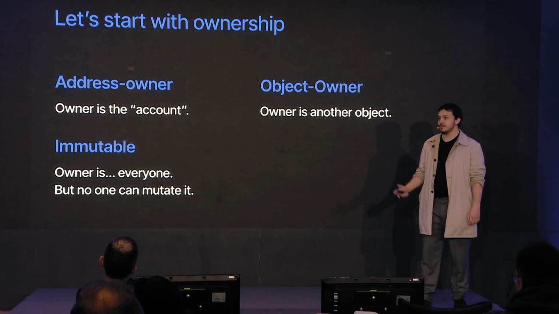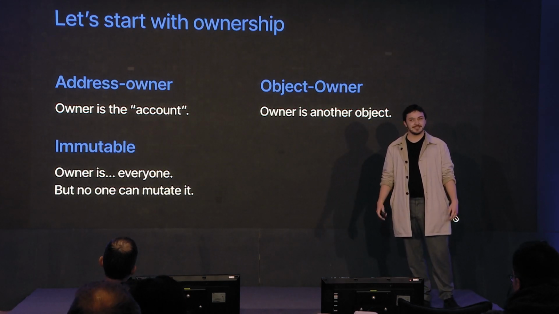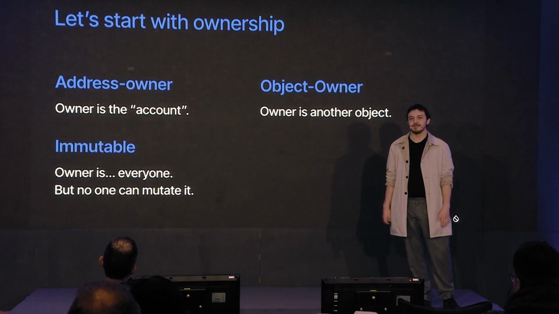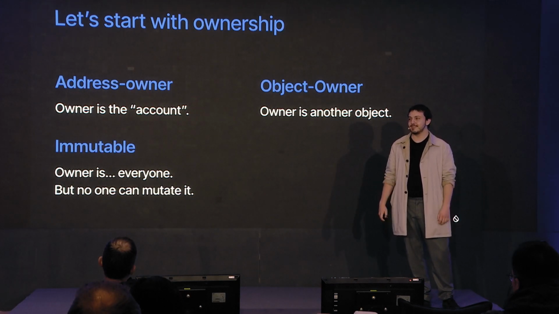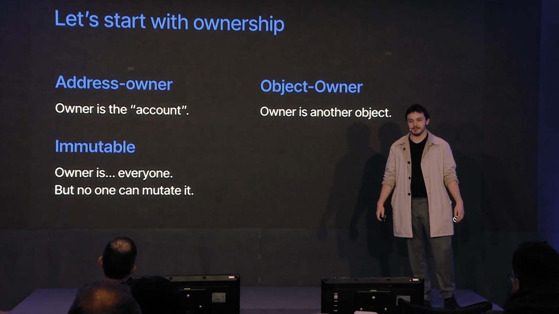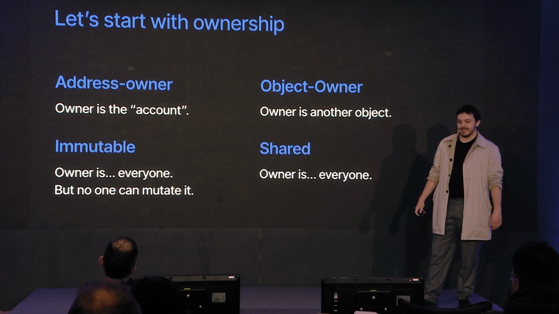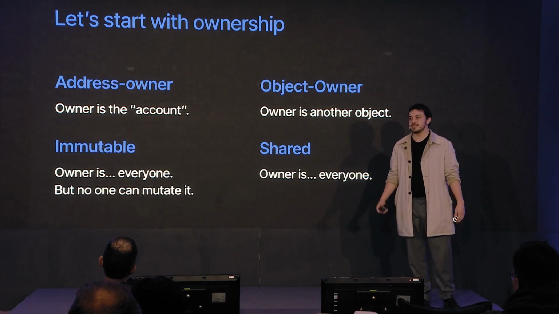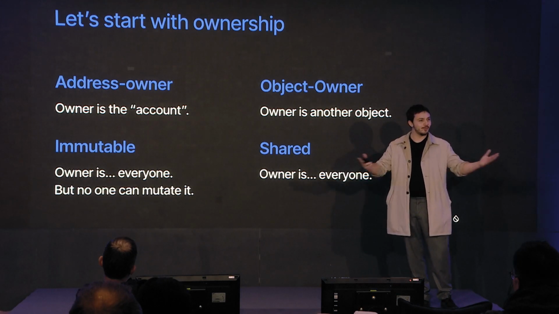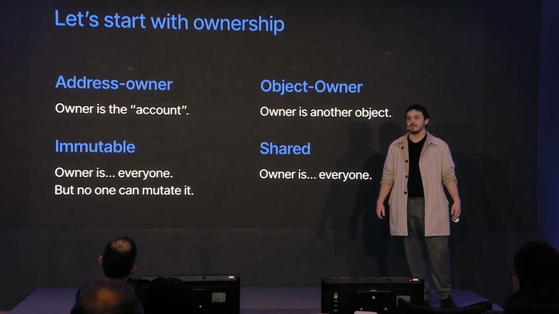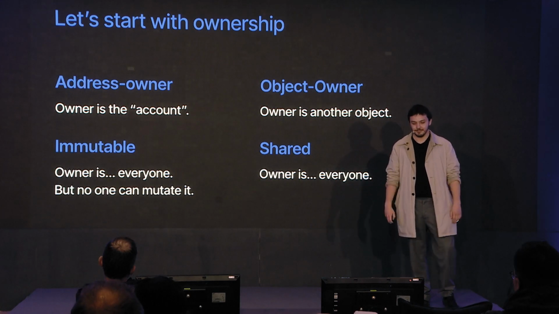Then we have immutable objects. Here, ownership is interesting because it's everyone. I own these objects, you all own these objects. The only catch here is that nobody can mutate them because they are read-only. And last, we have shared objects. Here, everyone owns them again. I own them, you all own them. But we can all mutate them.